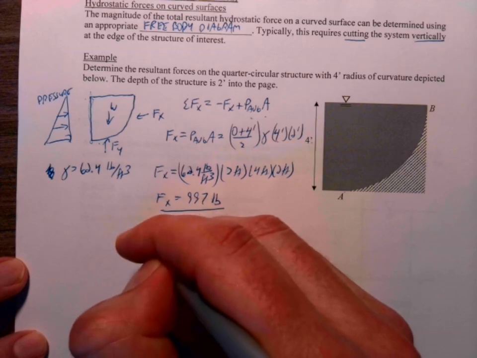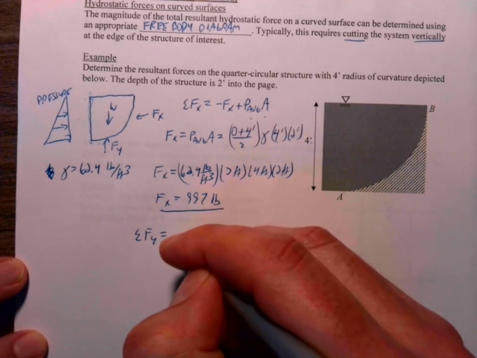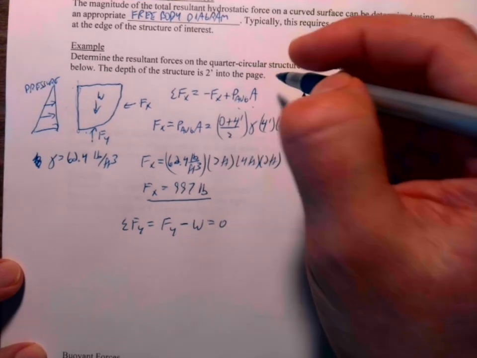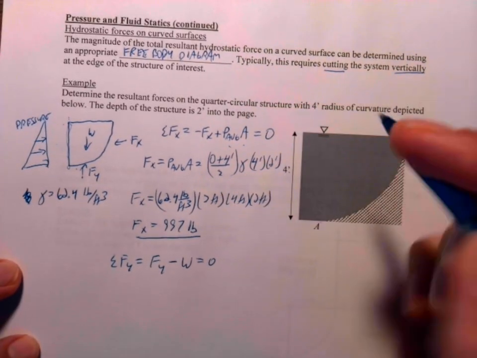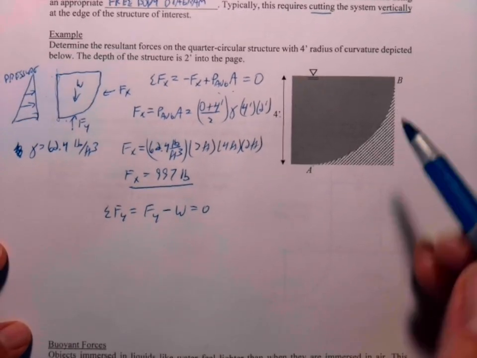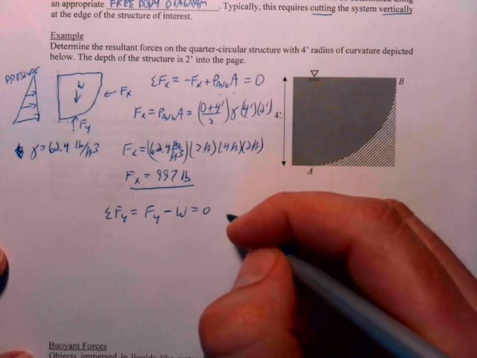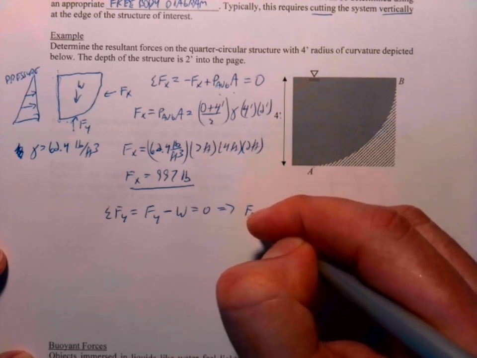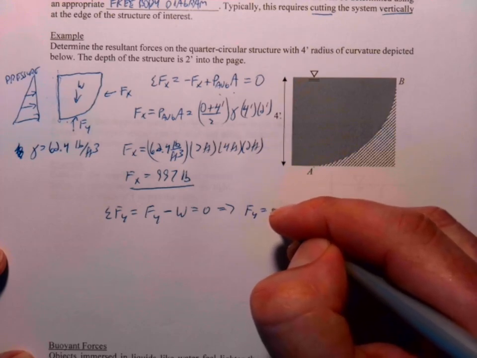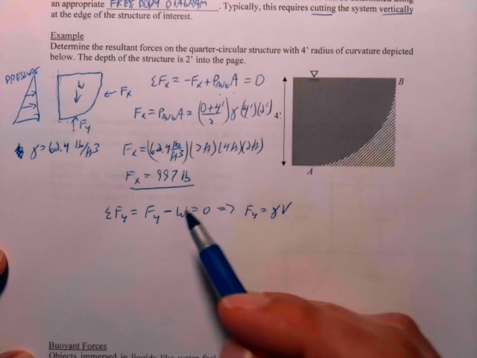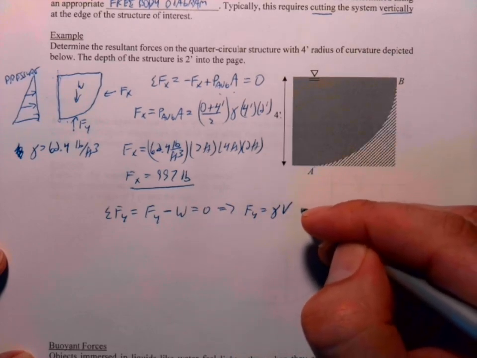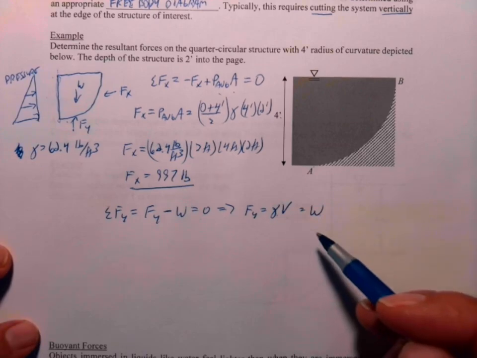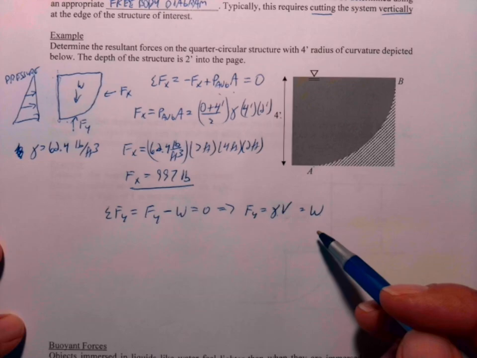Okay, so that's the force exerted on this structure in the x direction, and then in the y direction here, if we sum the forces in the y direction, we have our Fy acting up, and then we have our weight acting down, and that has to be equal to 0 because it's not moving. Likewise down here, this has to be 0, and therefore Fy has got to equal the weight, and we know that the weight is just the specific weight times the volume of that shape. So we need to then just figure out the volume of that shape, and we can do that.